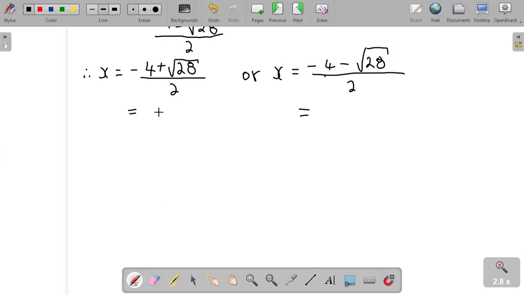So, okay, use a calculator here. I get 0.645. Then here I get negative 4.645.